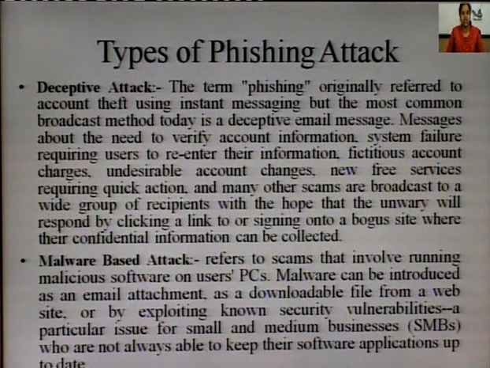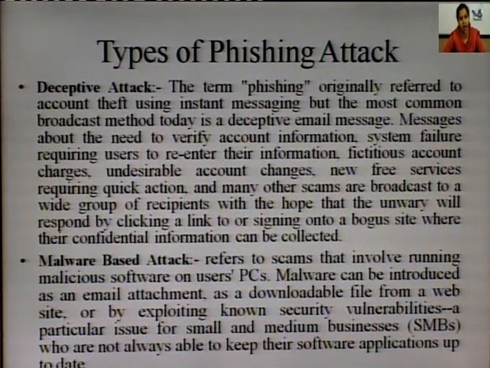So this is known as the deceptive attack, where fake links are given in which you have to enter your information. They say your system has failed, please re-enter your information, we are here to verify the account information, please enter your information. These mails are sent as broadcasts. They are sending the information to many users, but you have to take care whether to respond to the mail or not. Next come the malware-based attacks.